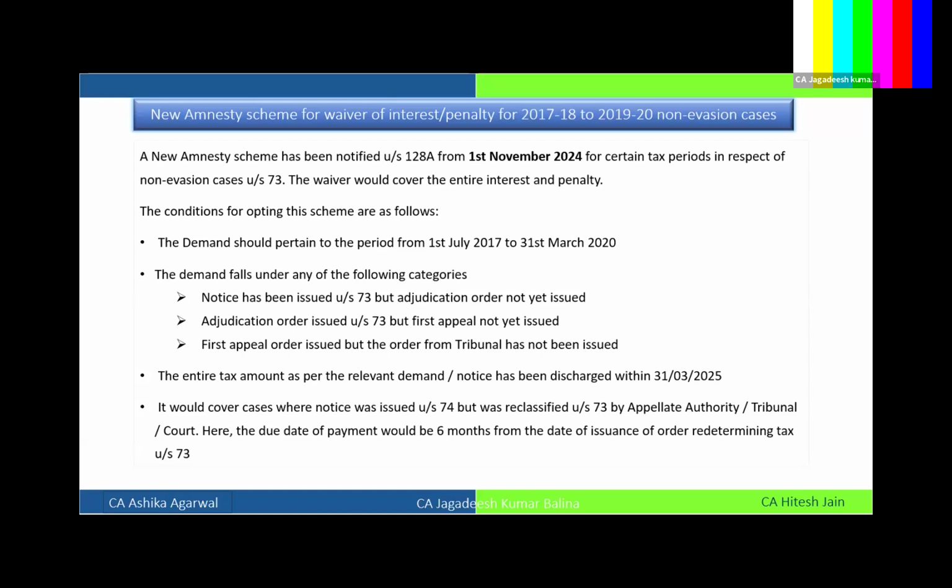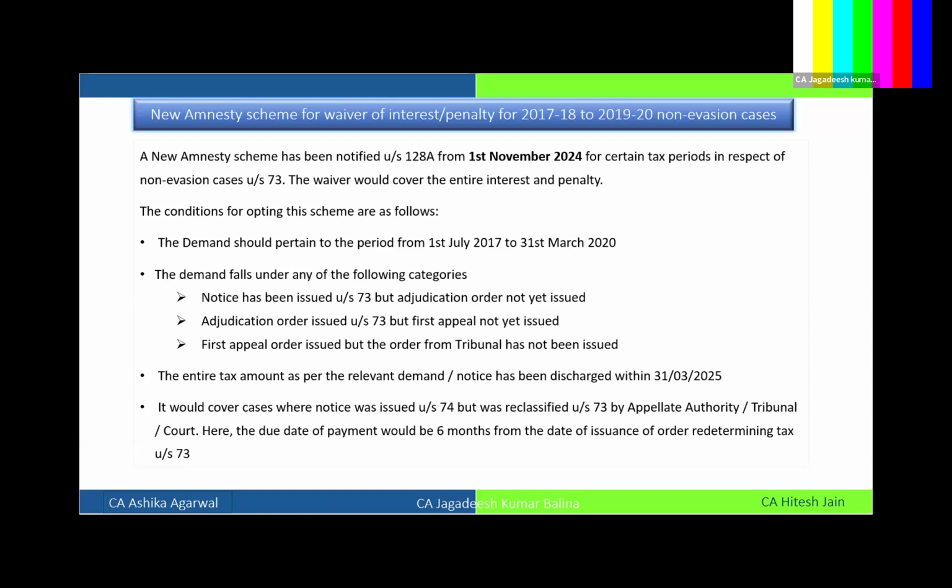And if the adjudication order has been issued, that is DRC 07 under section 73, that is under non-fraud cases, but the first appeal has not been issued, that is appeal 04 has not been issued. And if the first appeal order is issued, but the order from the tribunal has not been issued, since the tribunal has not been constituted, this will not happen. And the entire tax amount has to be paid on or before 31st March 2025.